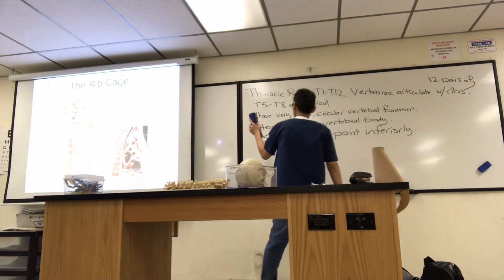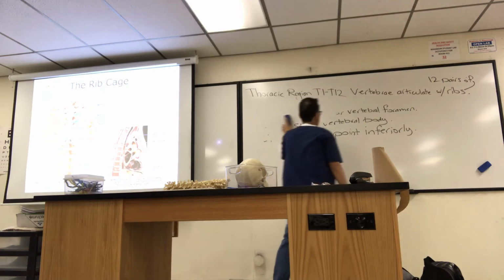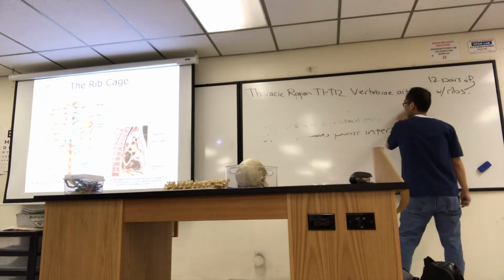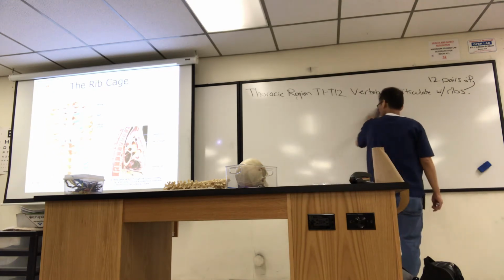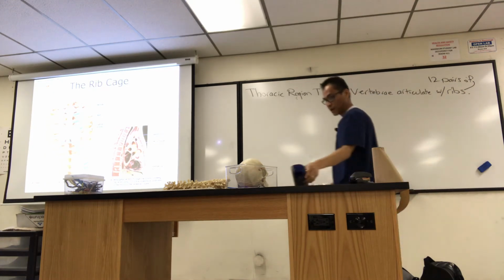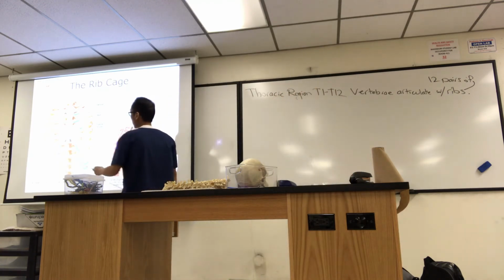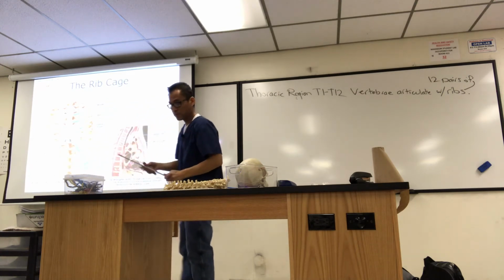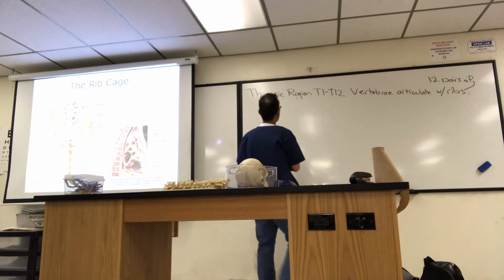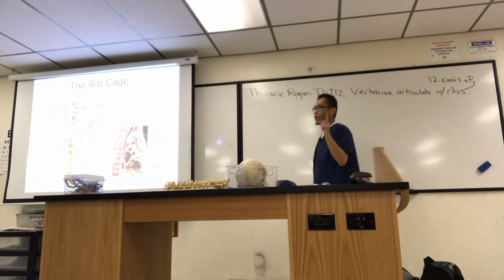We're going to define true and false. What's meant by that? True and false ribs. Ribs 1 to 7 are true ribs.